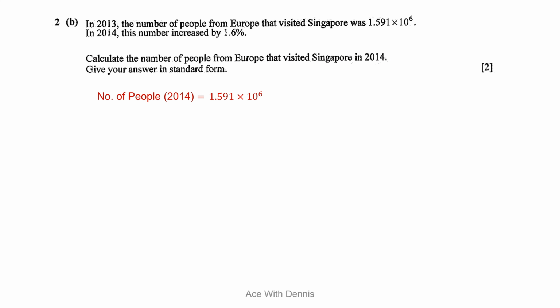in 2013, which is 1.591 times 10 to the power 6, and then multiply with 1 plus 1.6%. Okay, because it increased by 1.6%. So we just take this number times with 1 plus 1.6 over 100. Okay, then we can calculate everything here, right? Or this number is 1.016 multiplied with 1.591 and then times 10 to the power 6.